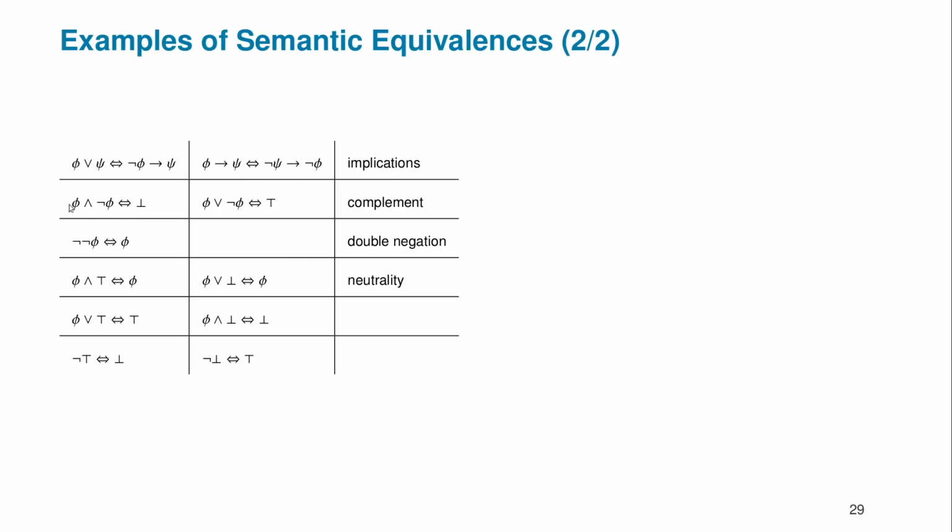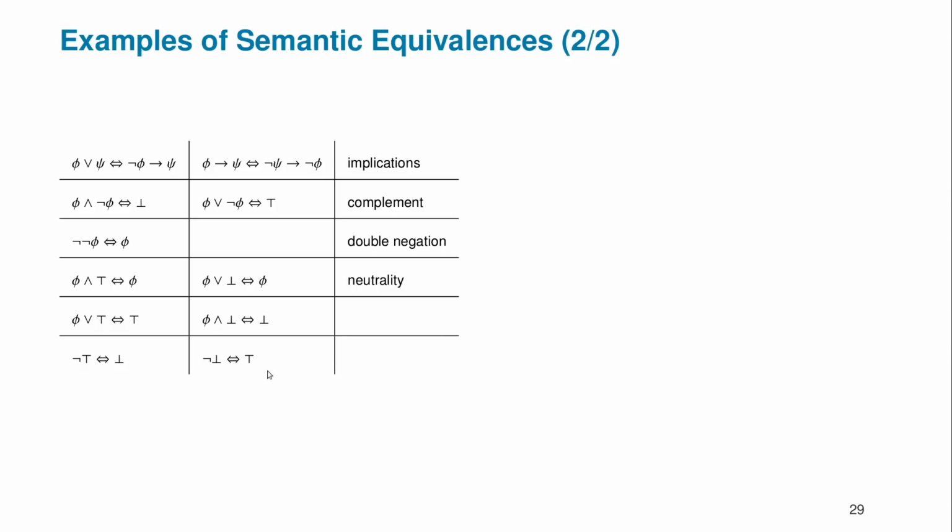Then these rules of complement, these we have already seen a lot. Phi and not phi is equivalent to bottom. Phi or not phi is equivalent to top. And we also argued a lot why this is indeed the case. If we have double negation, then we can omit it. So not not phi is the same as phi. And then we have neutrality. Phi and top is the same as phi. Phi or bottom is the same as phi. And then phi or top is top, phi and bottom is bottom, not top is bottom, and not bottom is top.